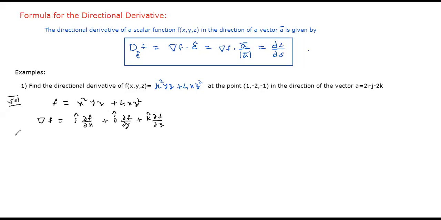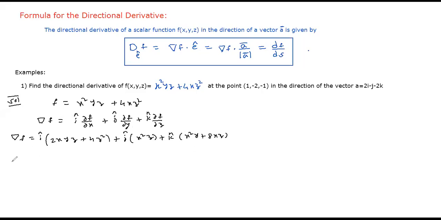Please mute yourself. So del f is i into dou f by dou x. What is dou f by dou x? See here, f is there, so dou f by dou x is 2xyz plus 4z square, plus j into dou f by dou y, which is x square z, plus there is no y in the second term, plus k into x square y plus 8xz. Am I right? Yes, sir. x square y plus 8xz.